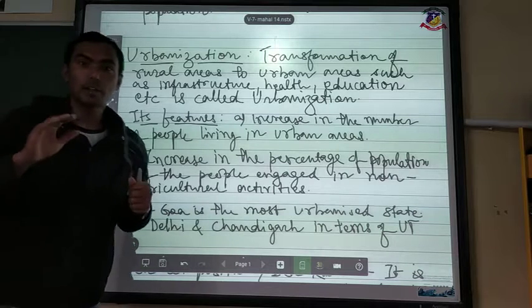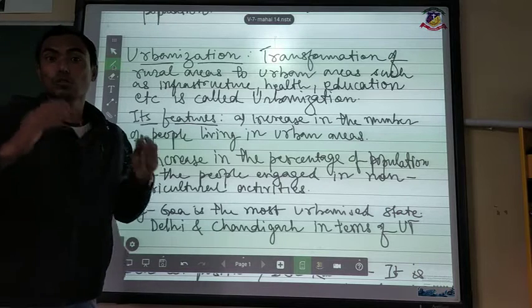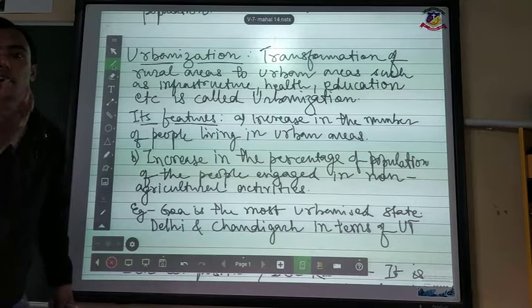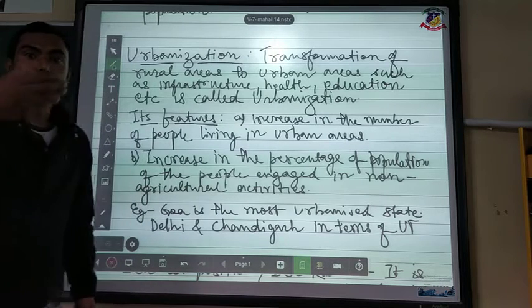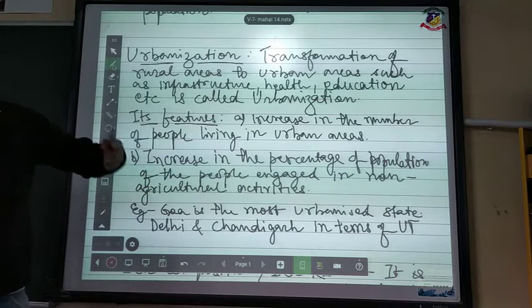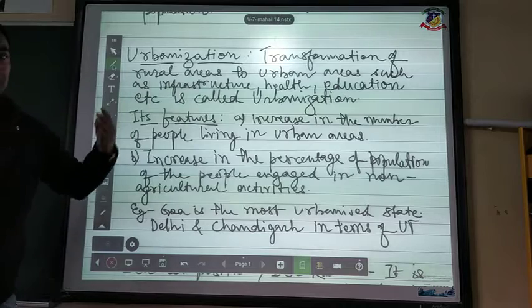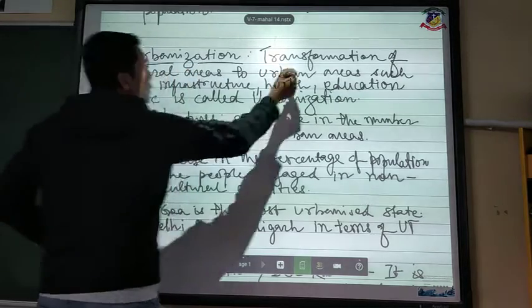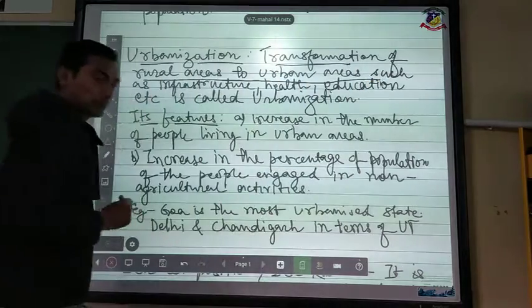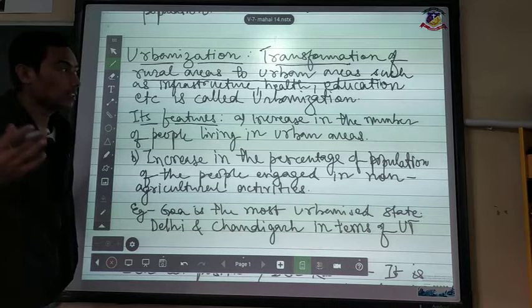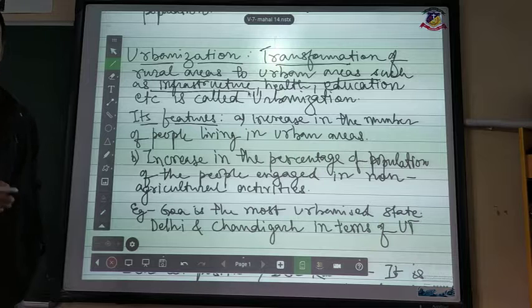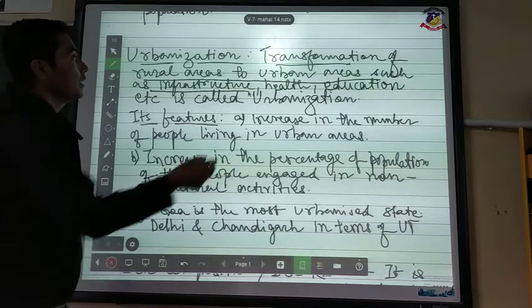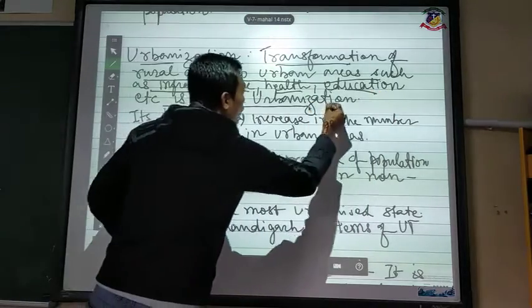Whether you go by roadways, railways, or airways, Siliguri has become a main center. It has become a hub of business, resulting in Siliguri transforming itself from a village to a town and from a town to a city, earning the title of a city. So urbanization means transformation of rural areas to urban areas, such as improvement in infrastructure. Infrastructure means roadways, railways, not only that, health facilities, transportation, health, education, etc. This is called urbanization.